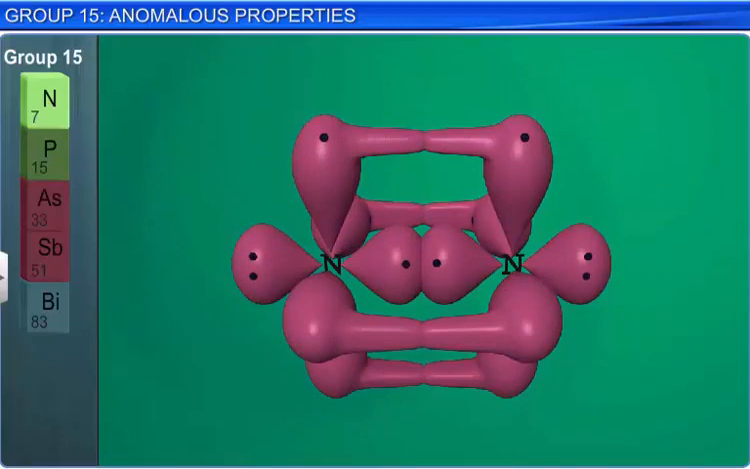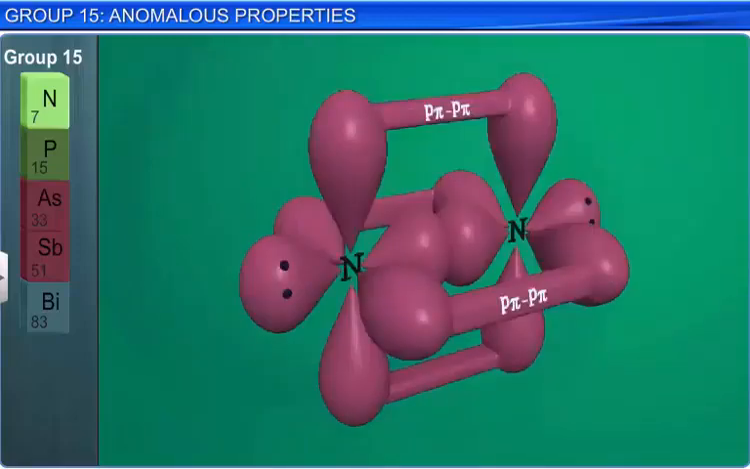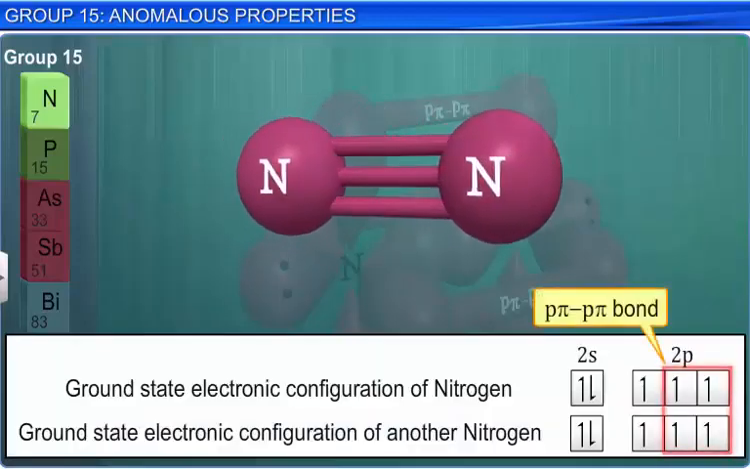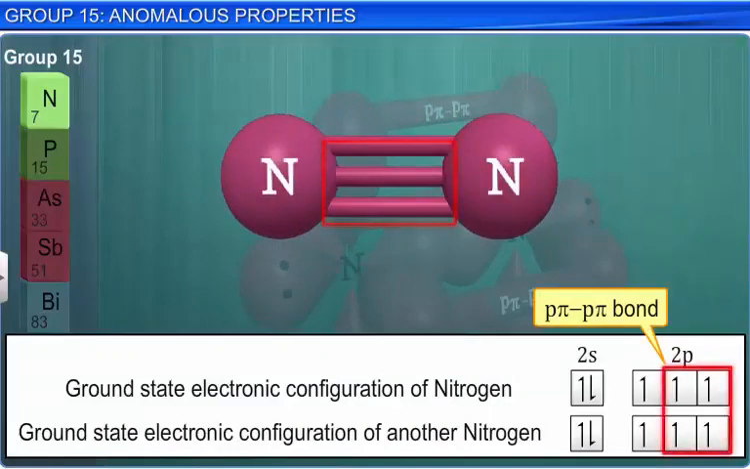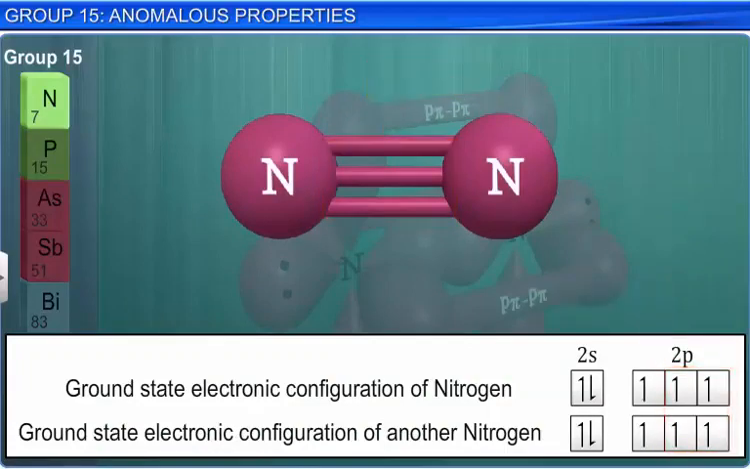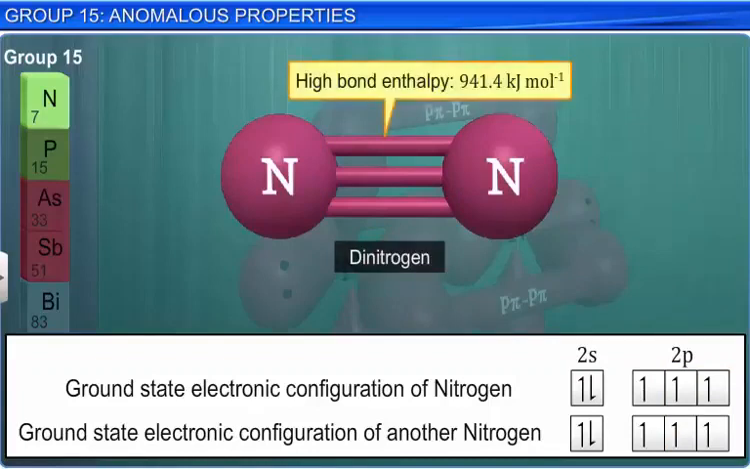As nitrogen can form strong p-pi multiple bonds, it exists as a diatomic molecule with a triple bond between the two atoms. You know that this diatomic molecule is dinitrogen. The bond enthalpy of a triple bond being very high, about 941.4 kilojoules per mole, dinitrogen is inert at ordinary conditions.